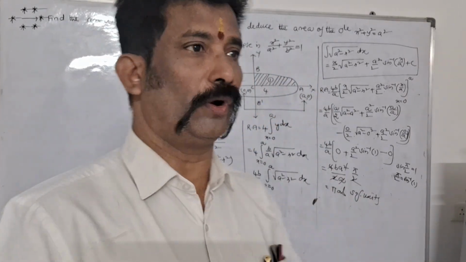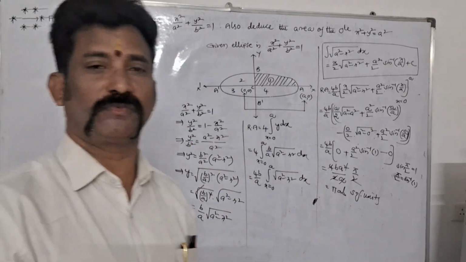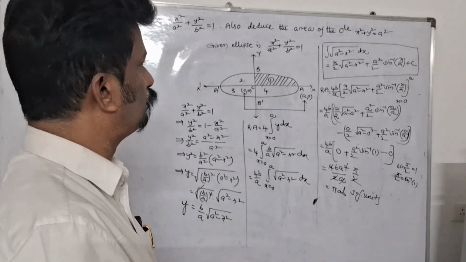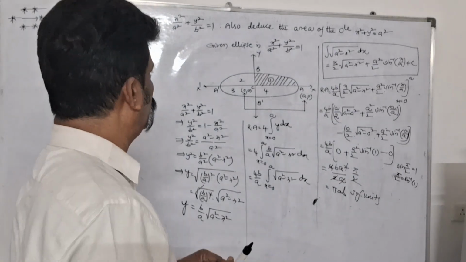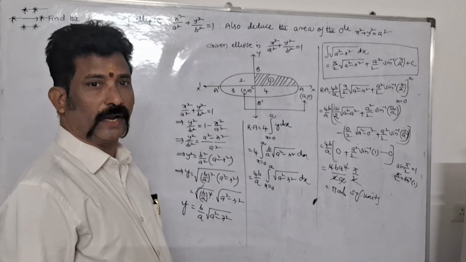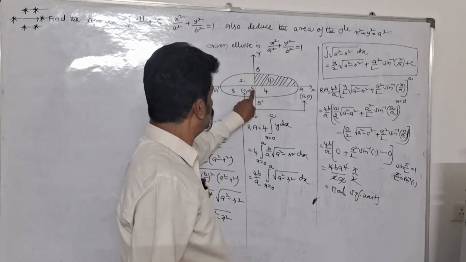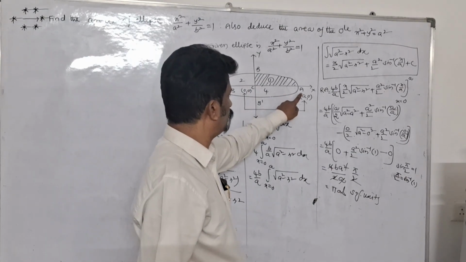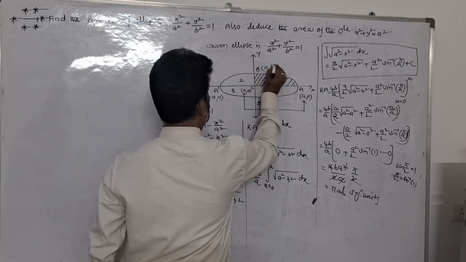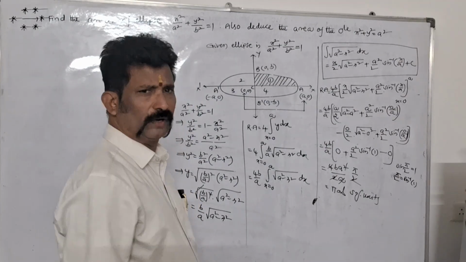So from the board point of view, this is the question: find the area of the ellipse x square by a square plus y square by b square equal to 1. Also deduce the area of the circle x square plus y square equal to a square. This is the board question, very important and a gunshot also. So the given ellipse is this one. The standard graph is this one. The center is 0, 0, vertices are a, 0 and minus a, 0, and 0, b and 0, minus b. After all, we have the board point of view.